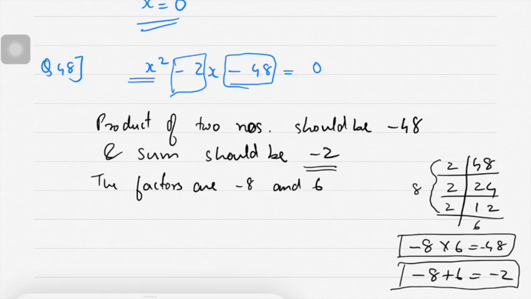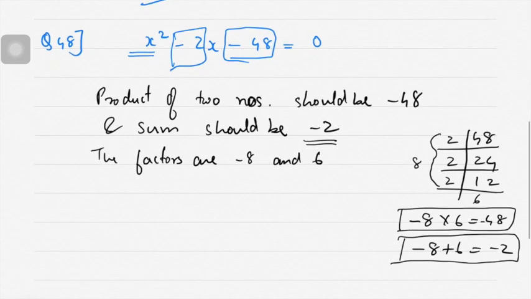Factors are minus 8 and 6. Whatever I am writing in black, you don't need to write it, okay? I am writing this only so that you can understand. So my equation is minus x square minus 2x minus 48 is equal to 0.